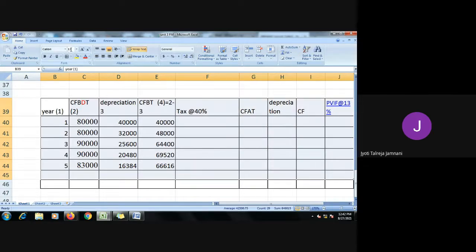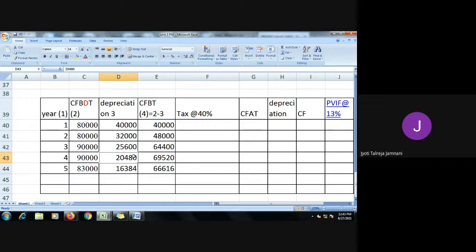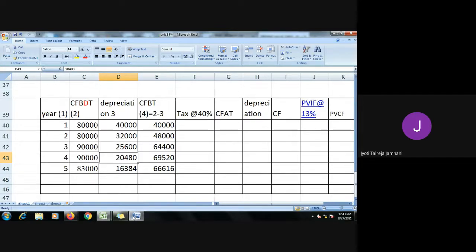Increase the font. Okay, 90 minus 20,480, you get 69,520. And similarly, you have cash flow for all the 5 years. Now the tax rate, we have to check what is the tax rate given in the question. So let's go to the question.